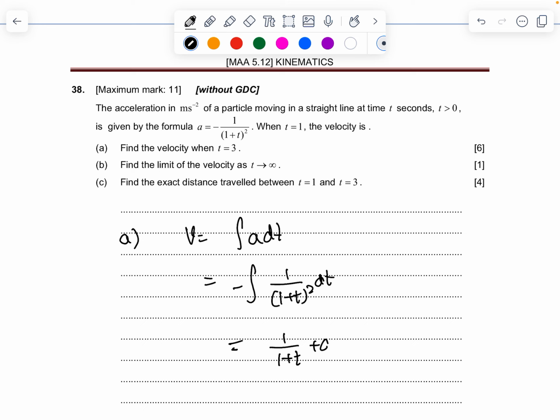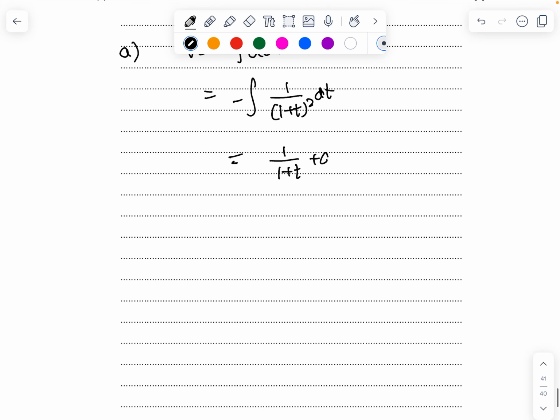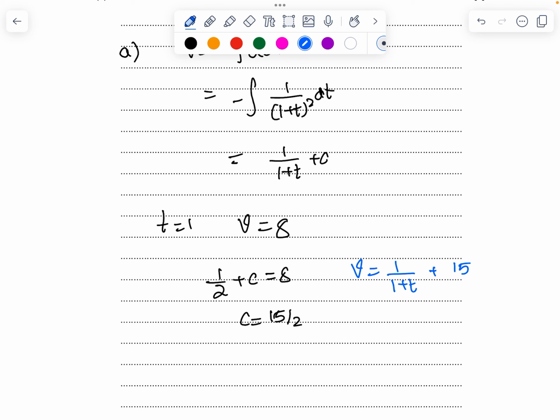He told that at t equals to 1, velocity is 8. There is a printing error over here. T equals to 1, velocity is 8. So t equals to 1, v equals to 8. So 1 upon 2 plus c equals to 8. This gives me c value 15 upon 2. So what is the equation of the velocity? I'll be getting it out. 1 upon 1 plus t plus 15 upon 2.